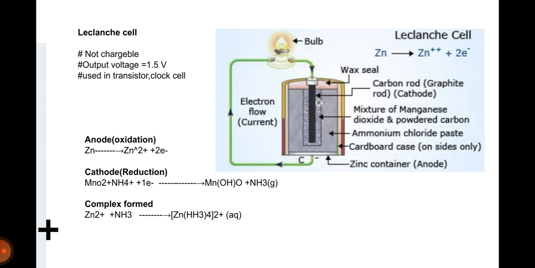During this working, zinc goes as Zn2+ ion and migrates from the electrode, and the manganese dioxide is used. The ammonia will be neutralized and forms complexes.